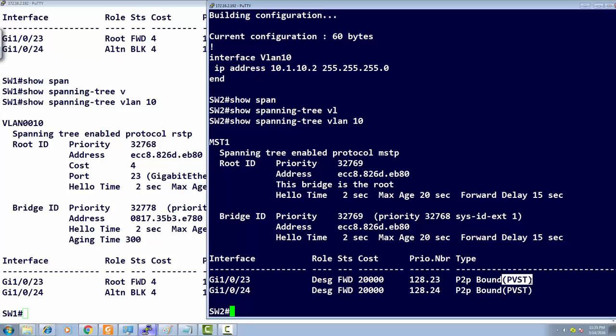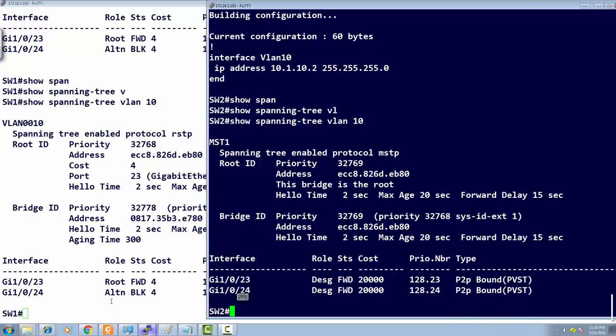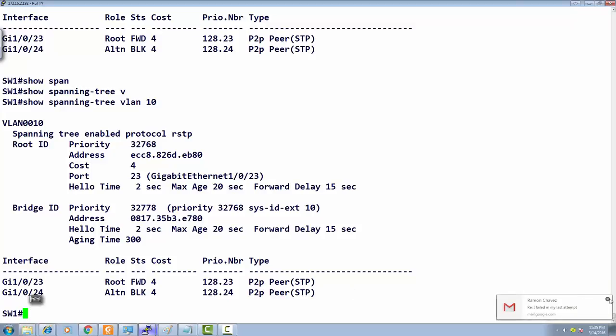I am talking to per VLAN spanning tree, right? So I am talking to per VLAN spanning tree, and this guy says I am talking to common spanning tree, because he is taking the whole region as a CST. Right, so he is taking the whole region as a CST.